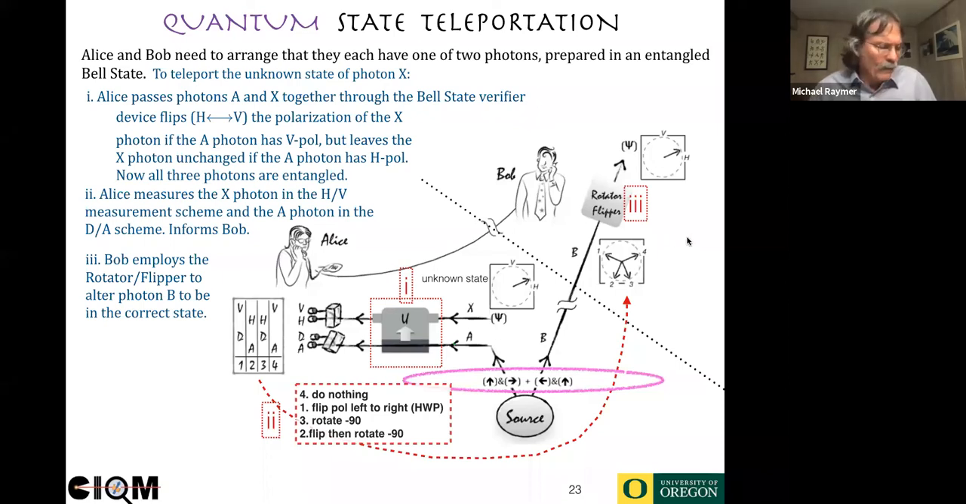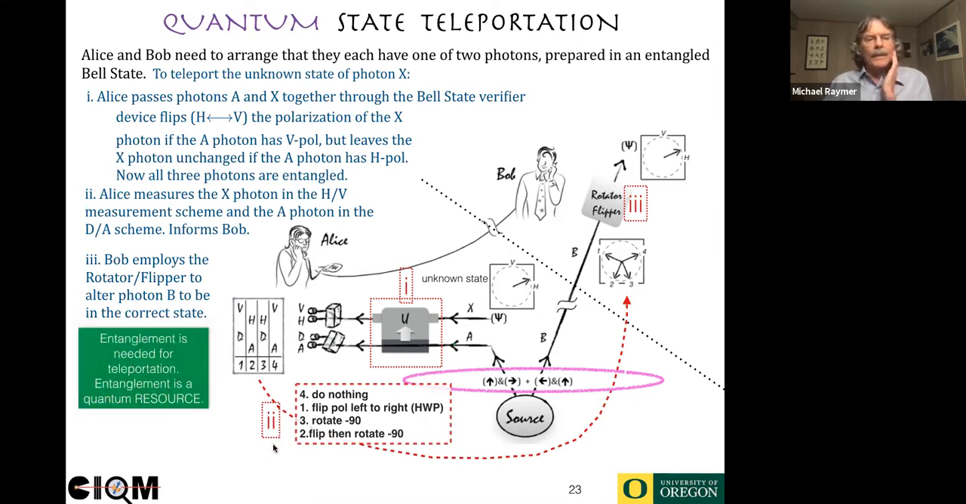There's one of four different procedures he could do. And he does the correct procedure. And now he knows that this photon has been prepared in exactly the same state that the professor's photon was in, even though he and Alice never know the state. So that's quantum teleportation. Notice the photon that the professor created is never sent across this barrier. Only these resourced entangled photons are sent across the barrier, plus the classical communication information is sent across the barrier.